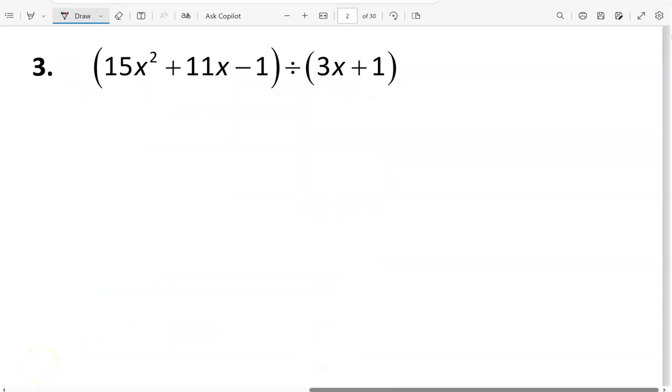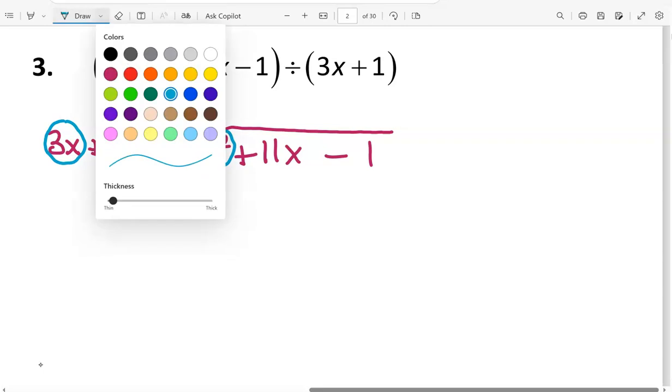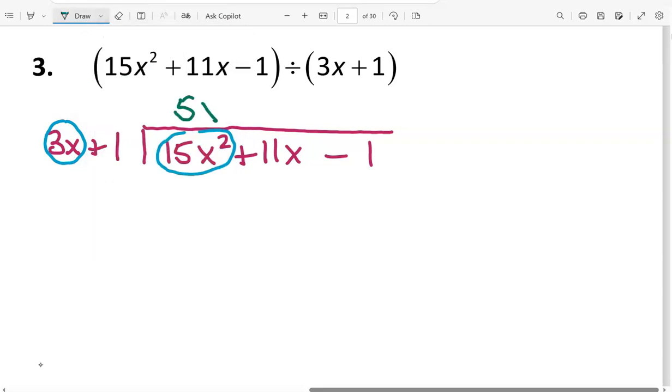In number 3, we have 15x squared plus 11x minus 1 divided by 3x plus 1. So 3x plus 1, the divisor, is on the left, and in that division box, 15x squared plus 11x minus 1. Let's take a look at our leading terms. 15x squared divided by 3x is 5x. 5x times 3x plus 1 is 15x squared plus 5x.